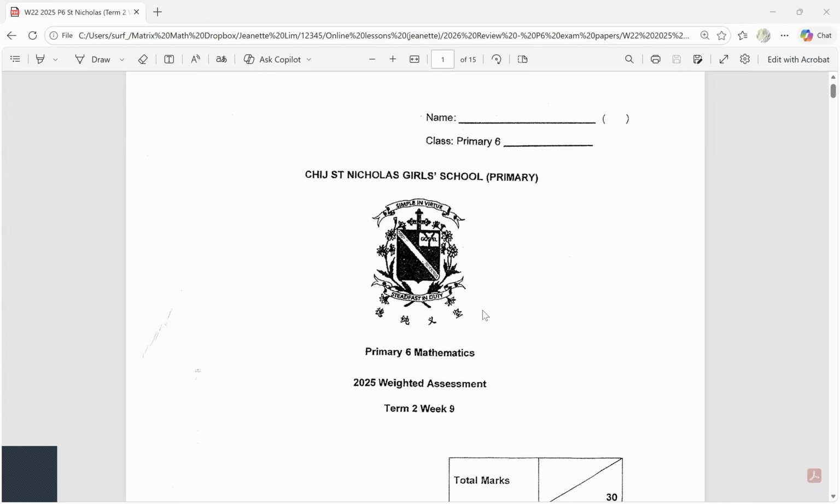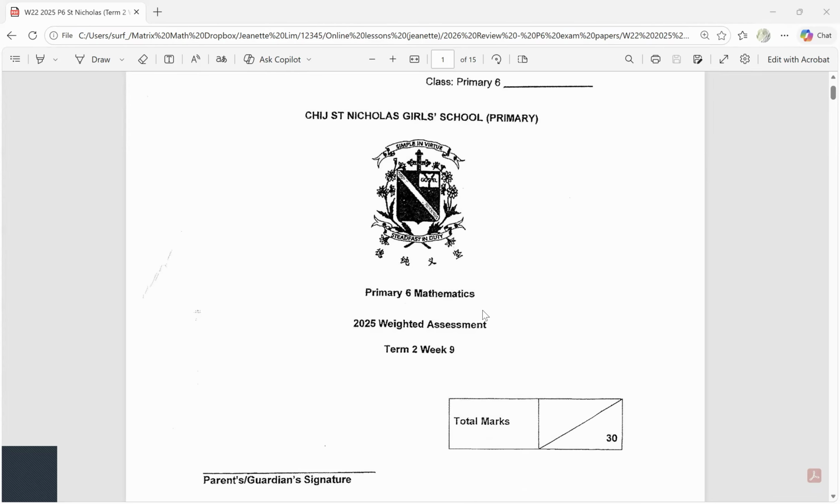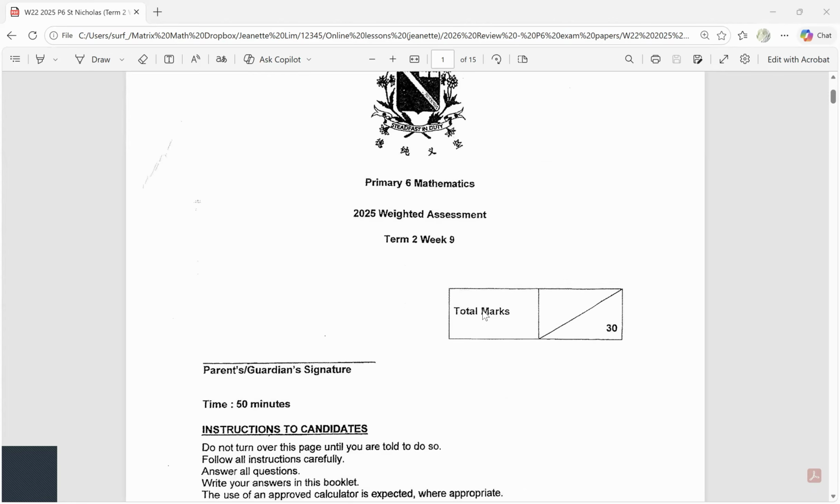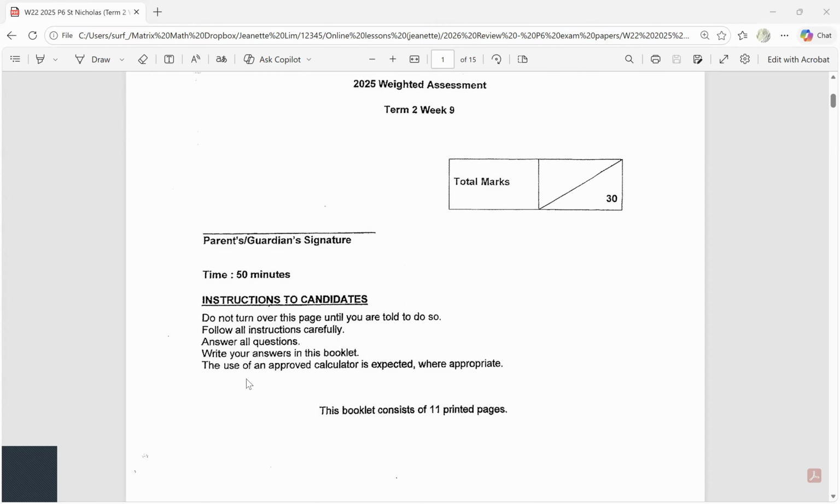CHIJ 2025 weighted assessment. This is for term 2. Okay, you can use calculator for this paper.